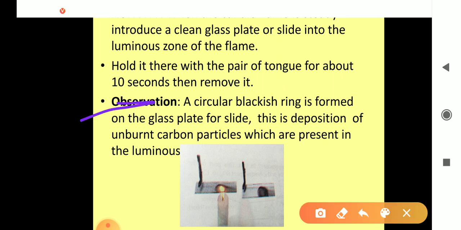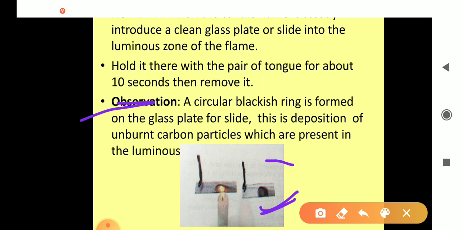Then you will observe that a circular ring is formed on the glass plate or the slide, right? On the glass plate or slide, whichever you have taken, what will you see? A black colored ring will be seen.